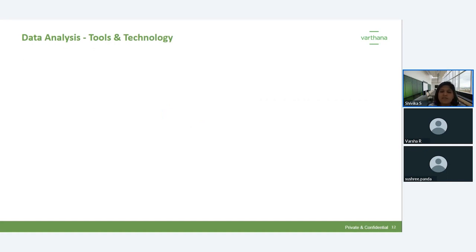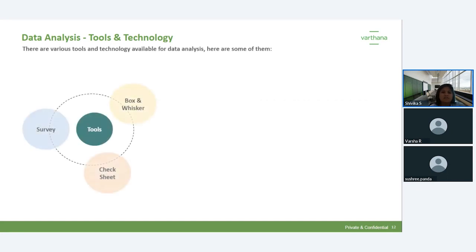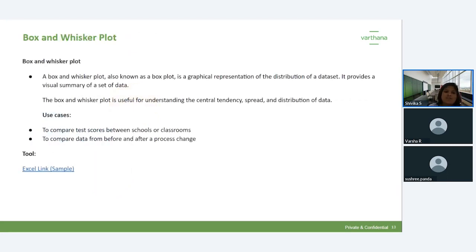We have seen that there is a proper process which you follow. I'll be showing you this with the help of some tools. There are many data analysis tools and technologies available, but the three which we'll be covering today are Box and Whisker, Check Sheet, and Survey. These are mainly for schools and are quite effective when it comes to data analysis.